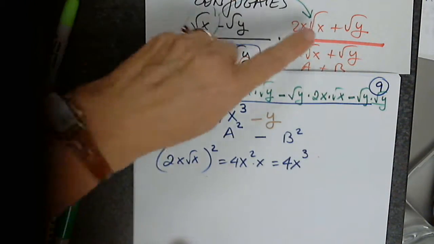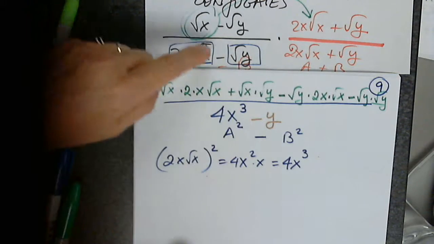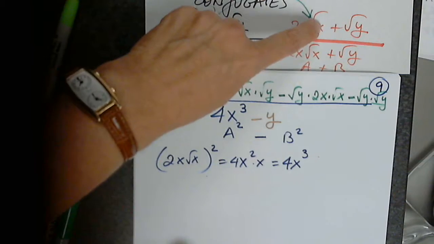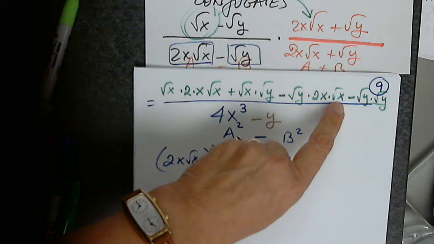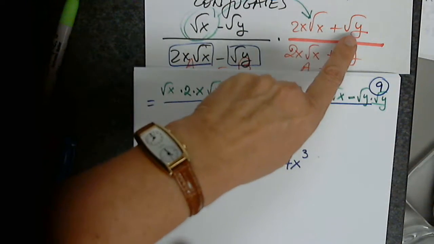Then the square root of x times the square root of y, which is here. Then minus the square root of y times 2 times x times the square root of x. And finally, minus the square root of y times the square root of y.